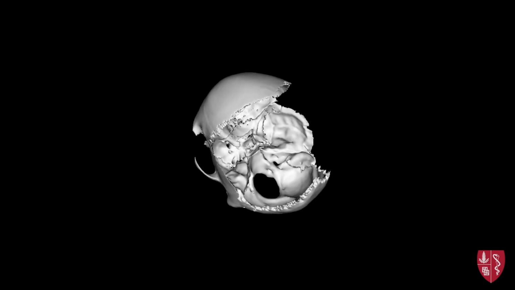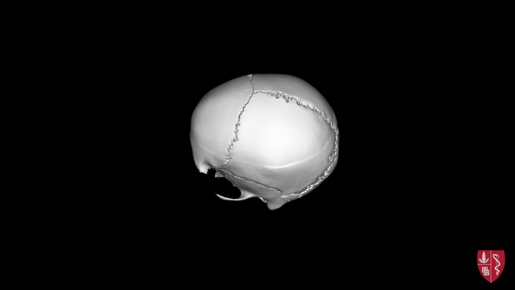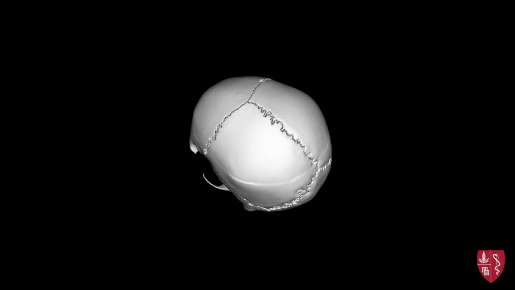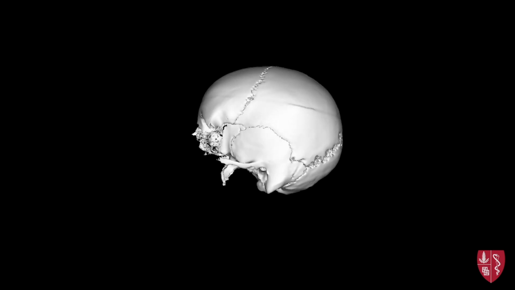During development, when the bones of the skull meet, they form specialized fibrous joints known as sutures. Where the frontal and parietal bones meet, we can see the coronal suture. Between the paired parietal bones, the sagittal suture. Between the occipital bone and parietal bones posteriorly, the lambdoid suture, as well as on the lateral aspect of the skull between the parietal and temporal bone, the squamous suture.